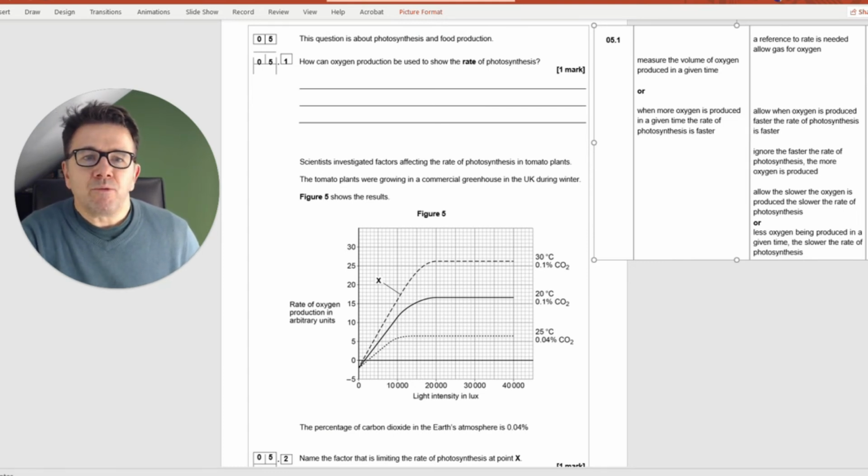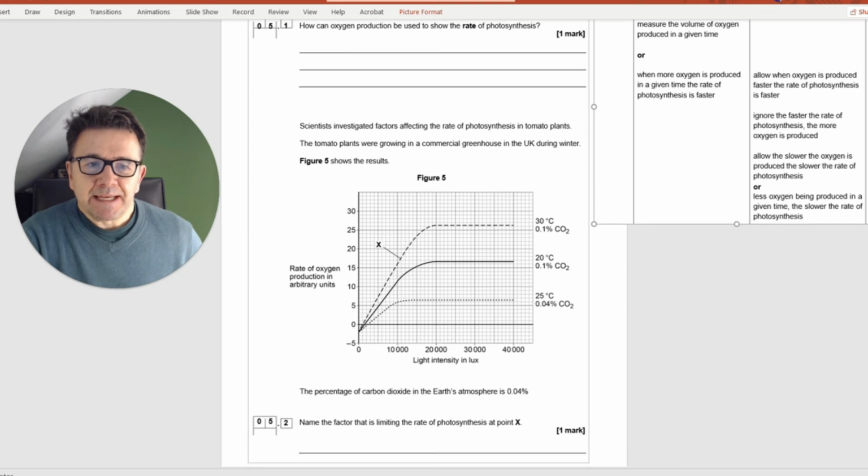So you talk about the rate. So if there's more oxygen, there's a faster rate of photosynthesis. Okay, you need to mention gas, or in this case oxygen. So you need a reference to rate for this question. Right, they then give you a graph.